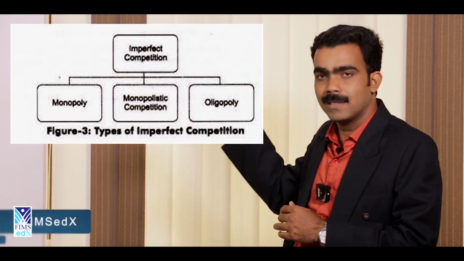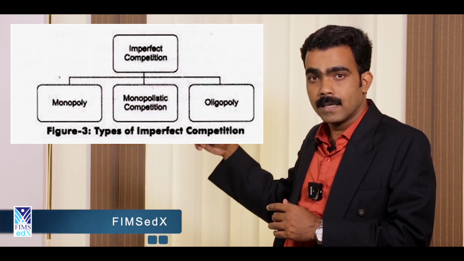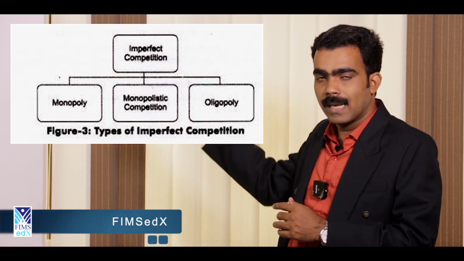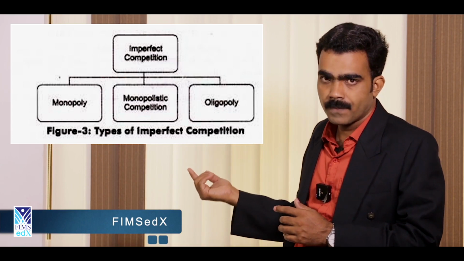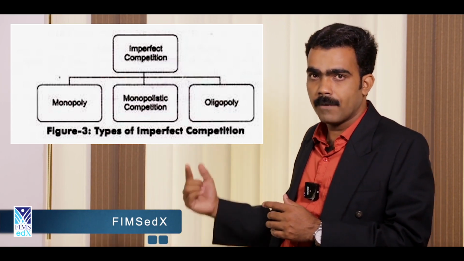The first one is monopoly. The second one is monopolistic competition. The last one is oligopoly. There are three categories of imperfect competition: the first one is monopoly, the second one is monopolistic competition, and the last, third one is the oligopoly market.